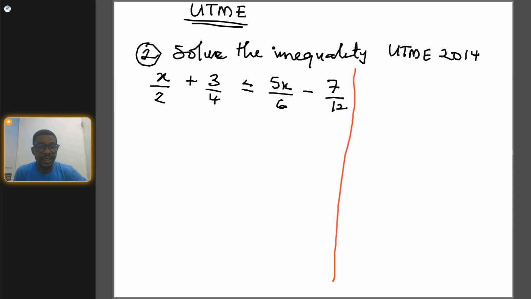This time around, it is not a linear expression, but it is expressed in fractions. So it is always advisable to transform it from fraction to linear. And how do we do that? The question again is x over 2 plus 3 over 4, less than or equal to 5x over 6 minus 7 over 12. I believe we can see the board clearly now.